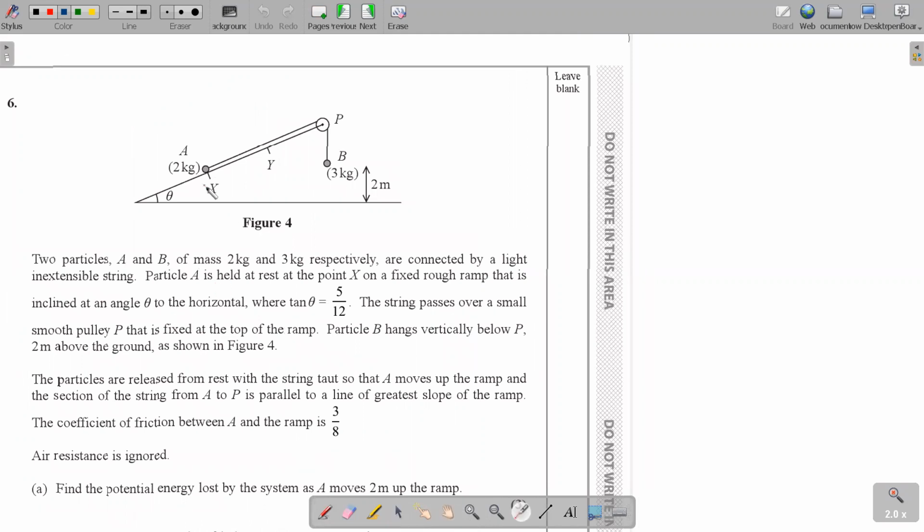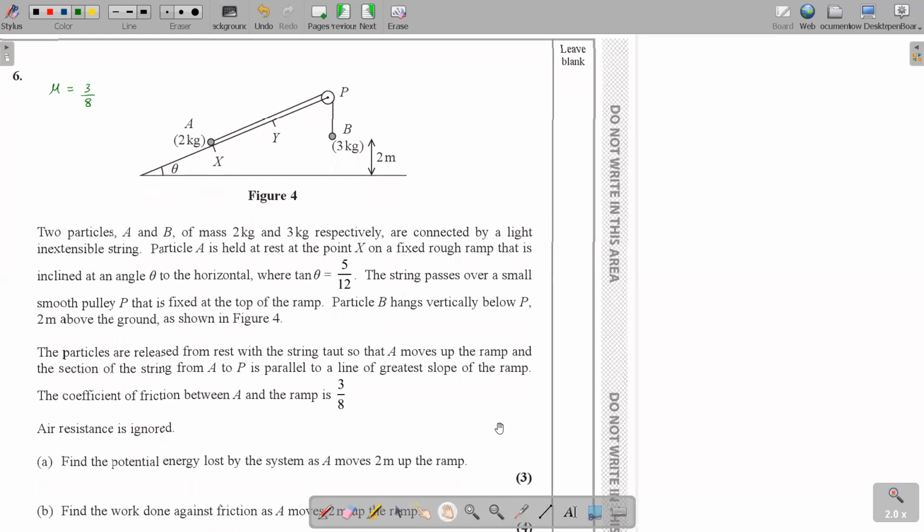So particle A is held at rest at the point X on a fixed rough ramp. So there's a rough surface here that is inclined at an angle theta to the horizontal, where tan theta is 5/12. The string passes over a smooth pulley P that is fixed at the top of the ramp. Particle B hangs vertically below P, 2 meters above the ground, as shown in figure 4. The particles are released from rest with the string taut so that A moves up the ramp, and the section of the string from A to P is parallel to a line of greater slope of the ramp. The coefficient of friction between A and the ramp is 3/8. So mu is 3/8. Air resistance is ignored. Find the potential energy lost by the system as A moves 2 meters up the ramp.